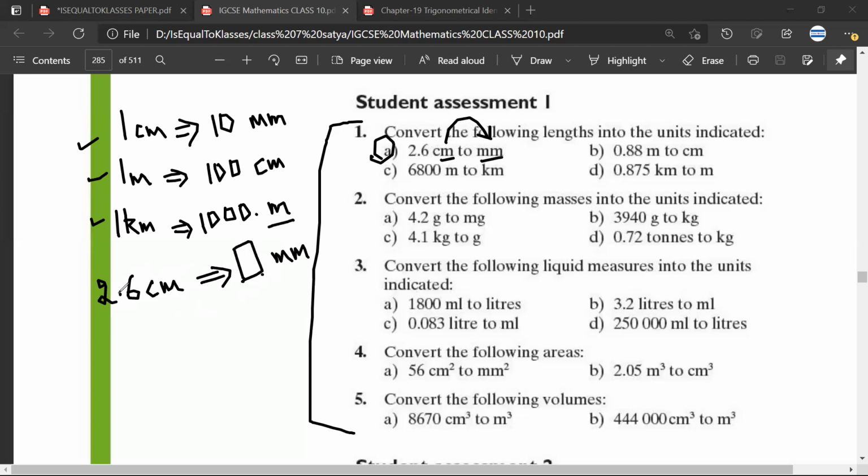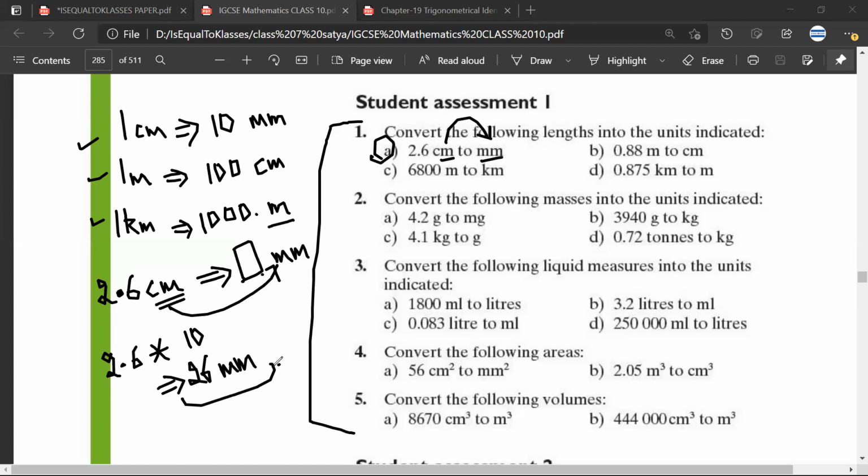See, the simple thing that you always need to remember is that if I need to convert centimeter into millimeter, I will have more numbers. I'll have a bigger number. Because I'll have a bigger number, I'll have to multiply. Have you understood, Mr. Sarthak? Mr. Sarthak, have you understood?